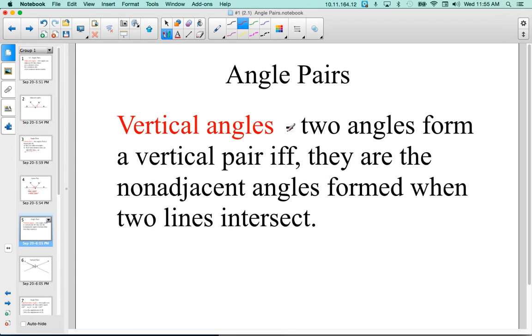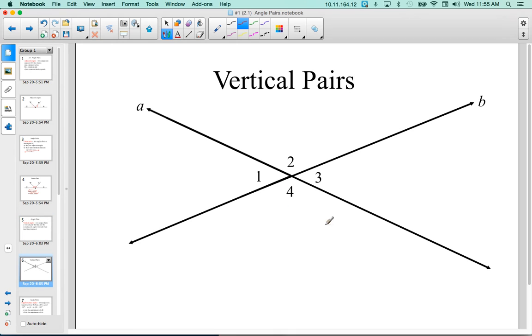With vertical angles, the best way to describe them is to look at an example. Vertical angles are angles that I like to call opposite from one another. In this diagram, angles 2 and 4 are vertical angles, because they need to be non-adjacent, so they're not next to each other. But they're formed from the same two lines, just on opposite sides of the point of intersection. So 2 and 4 are a vertical pair.